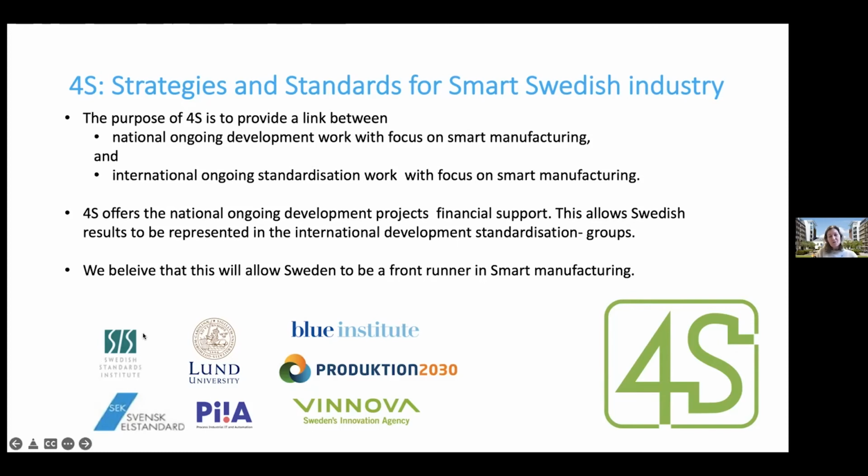Behind this project, there were many organizations involved. Among others, as I said, it was supported by Vinnova, the Swedish innovation agency, but also PIA and Production 2030, which are innovation programs that you can apply to if you would like to make a development work. Blue Institute was also very much involved, and it's also very much behind this booklet that I'm speaking about, and Lund University, where I am, and also SIS and SEK, the Swedish mirror committees. So there was a big group involved.